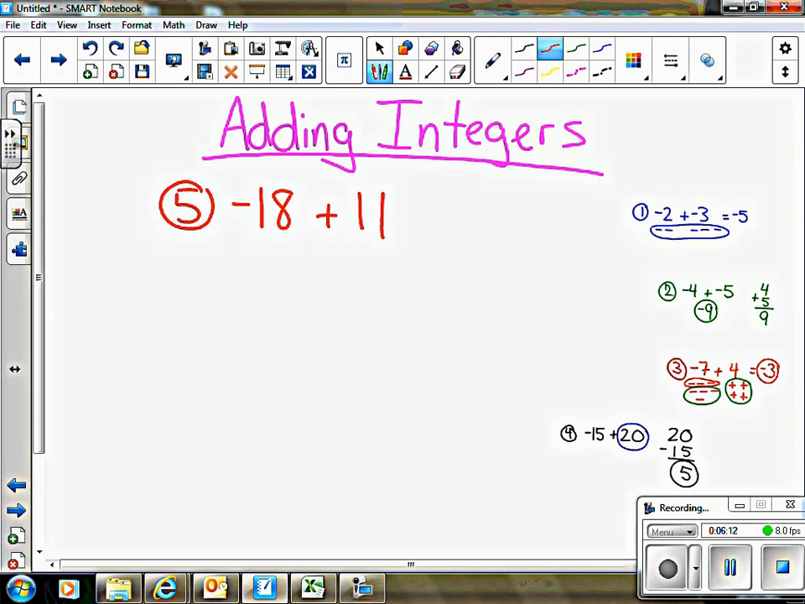So I always want to put the bigger absolute value on top. So in this case, 18 is the bigger absolute value. I'm going to subtract or find the difference between that and 11. So I'm going to put that down here. 18 minus 11 is 7.